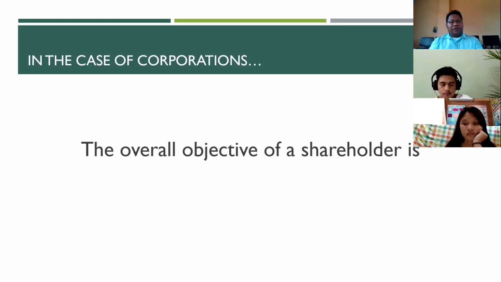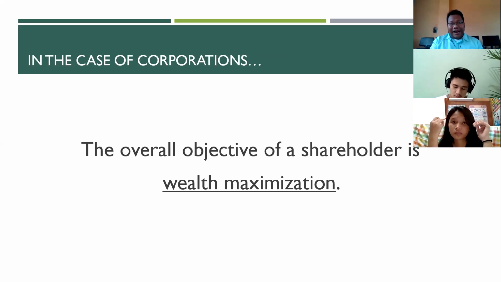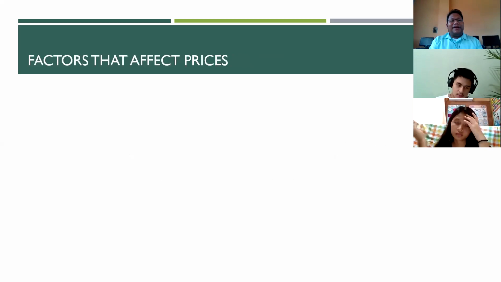In the case of corporations, the overall objective of a shareholder is wealth maximization. What do we mean by wealth maximization? Wealth maximization happens when your share actually matches what direction your being a shareholder plays in that corporation. For as long as you really exercise your being a shareholder, then you will have maximized your share there.